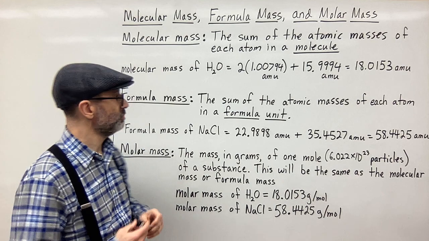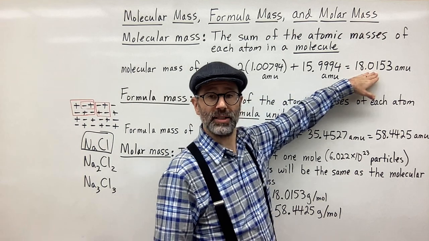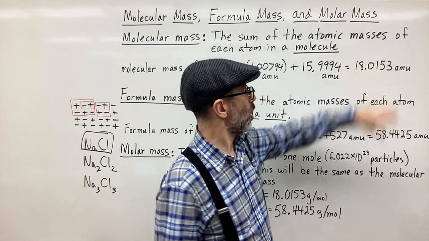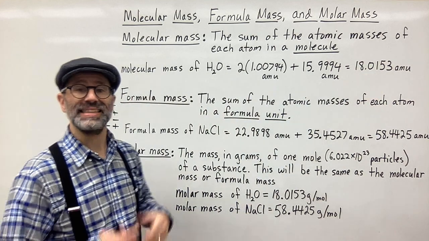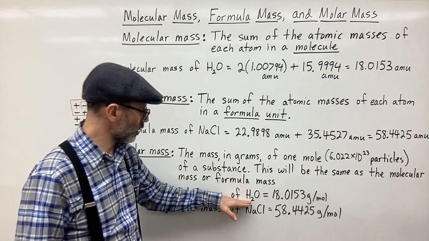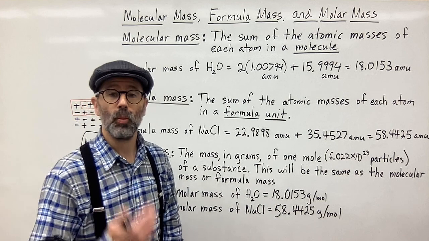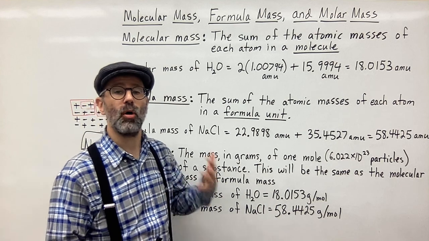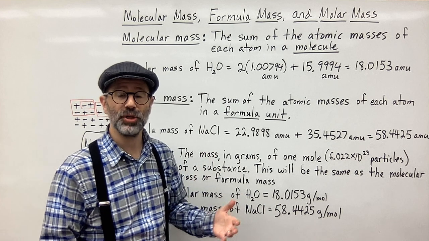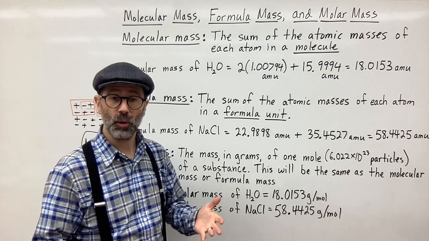So what does that mean? So if we look at water here, we calculated that the molecular mass of water is 18.0153 AMUs, atomic mass units. Well, what is the molar mass? It's the exact same number, except it's now in grams. So the molar mass of water is going to be 18.0153 grams for every 1 mole, per mole. So if I have 1 mole of water molecules, I'm going to have 18.0153 grams of water molecules, 1 mole.